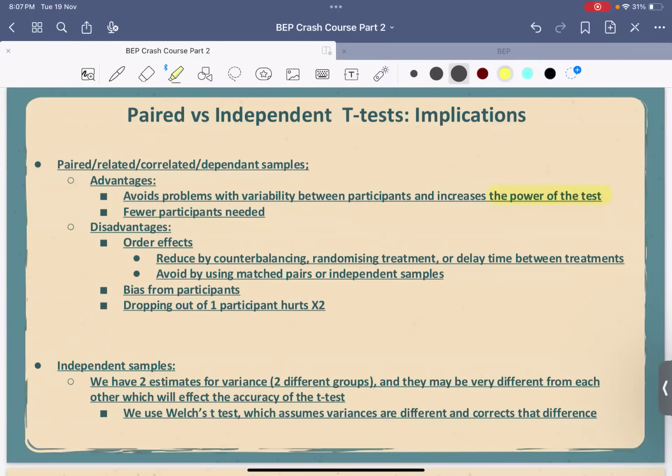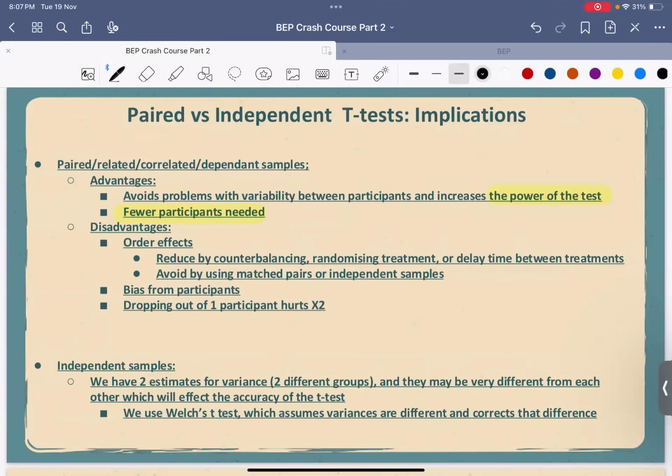And also we need fewer participants, obviously, because we're using the same 10 people in group A, we're using them again in the second test. But in independent, we need to get 10 people in A and 10 people in B as well. Okay, so we need 20 people total. The disadvantage is order effects, very, very important.